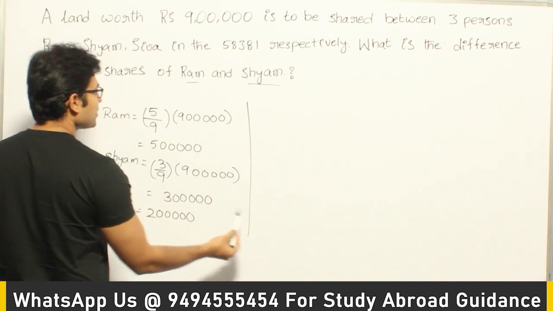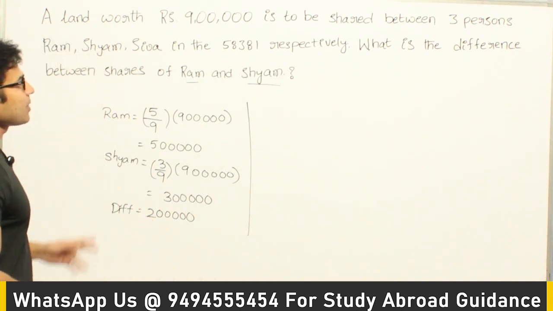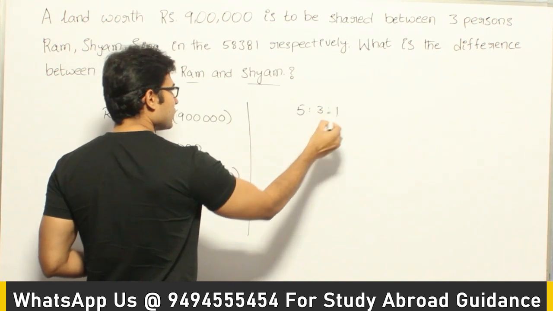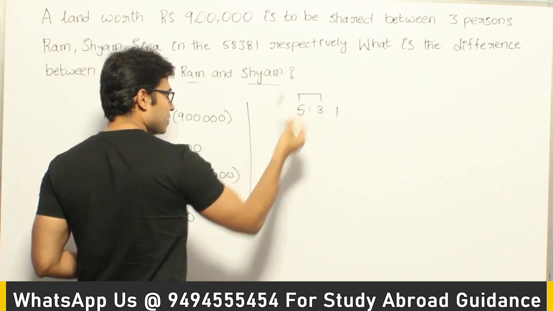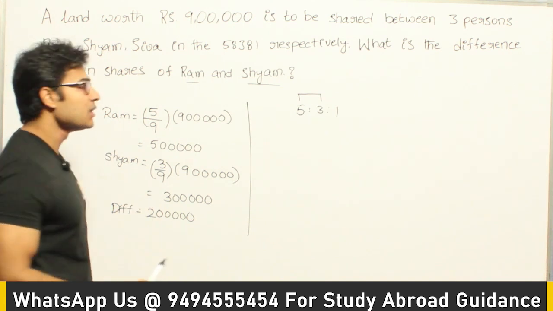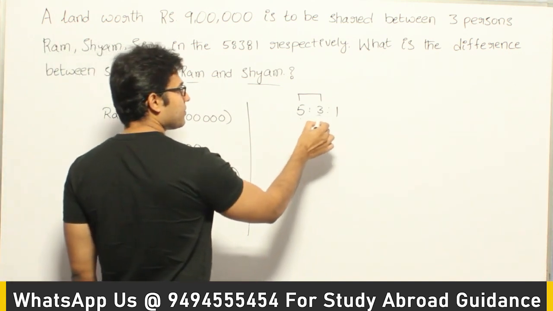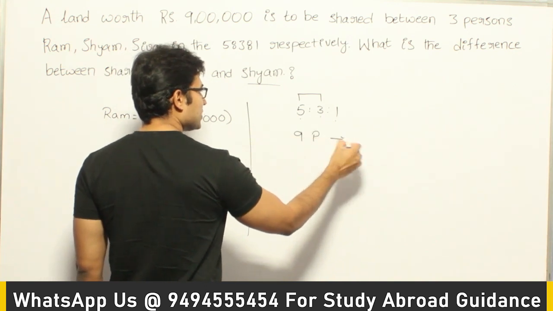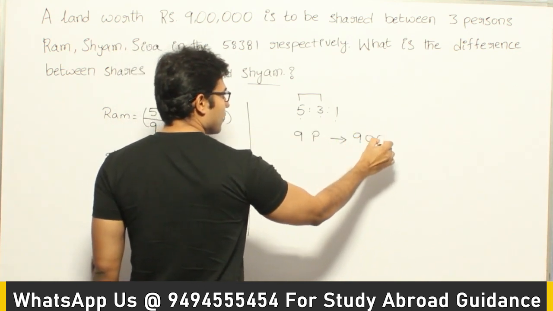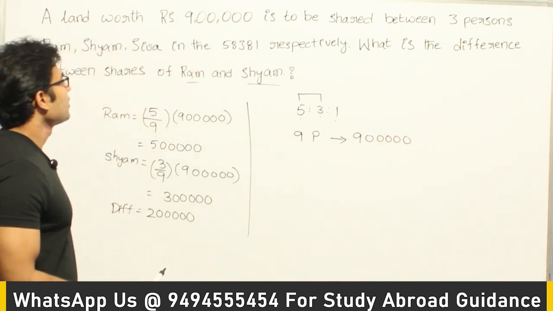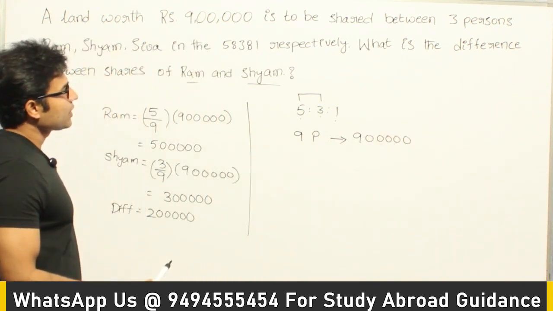The other way of solving it is, you can find out the difference in the parts here itself. It is given that 5:3:1 is given. Now the difference is nothing but 2 parts. If you can find out the value of one part, it is over. See, totally how many parts are there? 5 plus 3 plus 1, which means 9 parts. So 9 parts is equal to 9 lakhs.